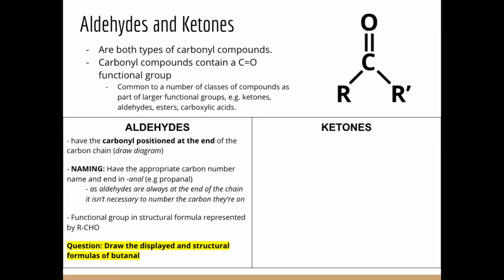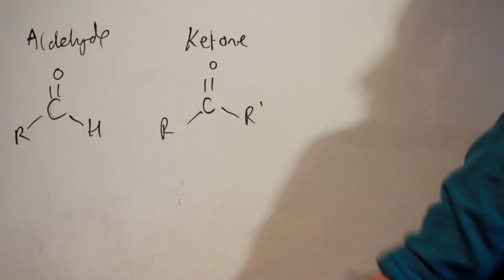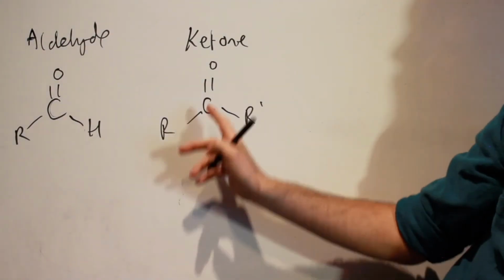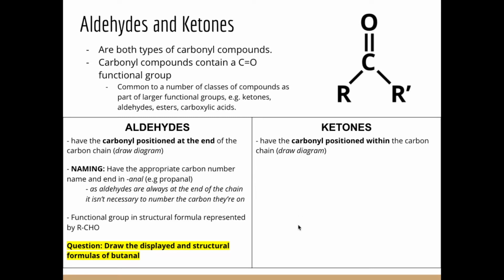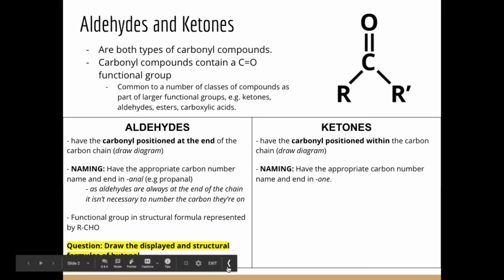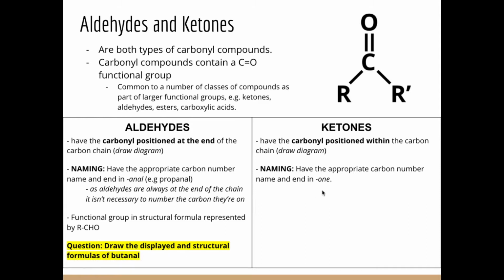Excellent. Let's move on now to the ketones. Like I say, they have the carbonyl positioned within the carbon chain. So we can see that here. We've got the alkyl groups, the carbonyl is within it. When we name them, we have the appropriate carbon chain length, whether that's meth, eth, but, non, oct, etc. And they end in -one. So the -one from the ketone.